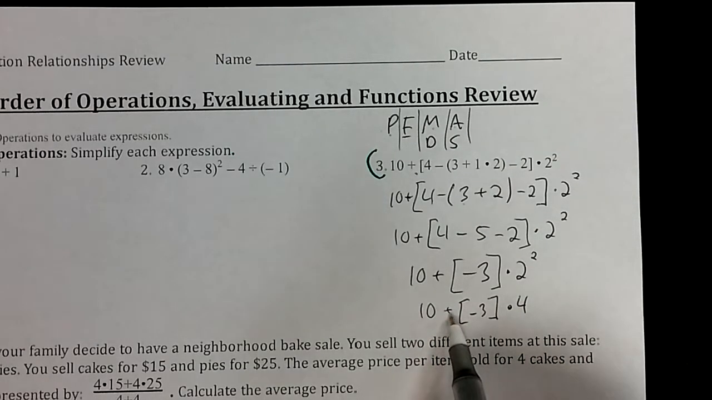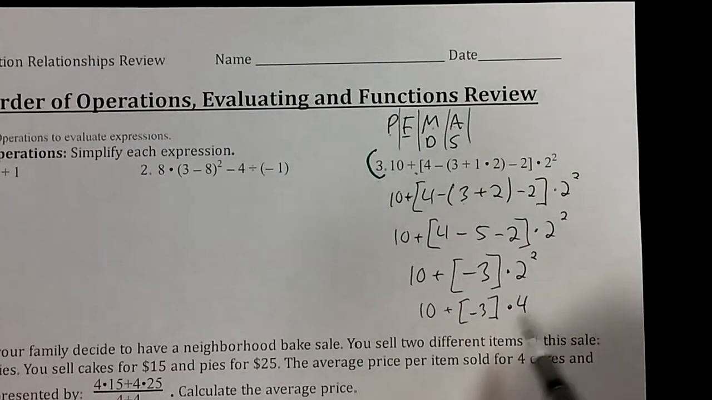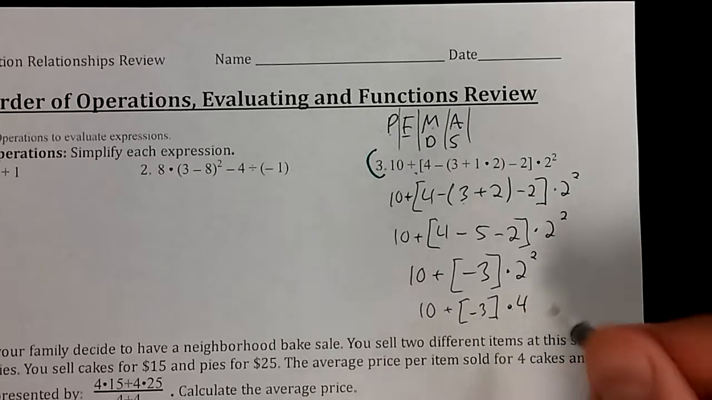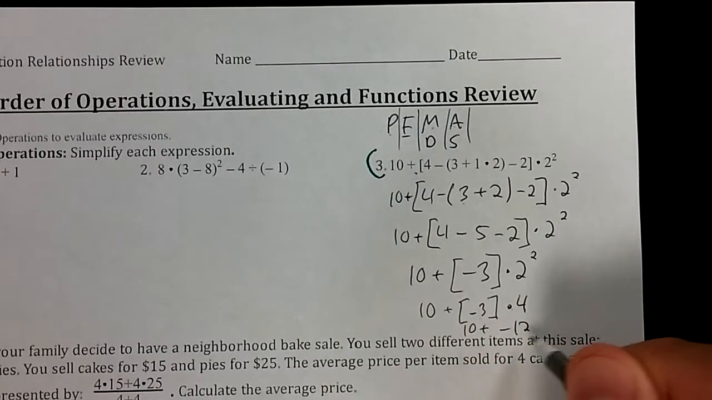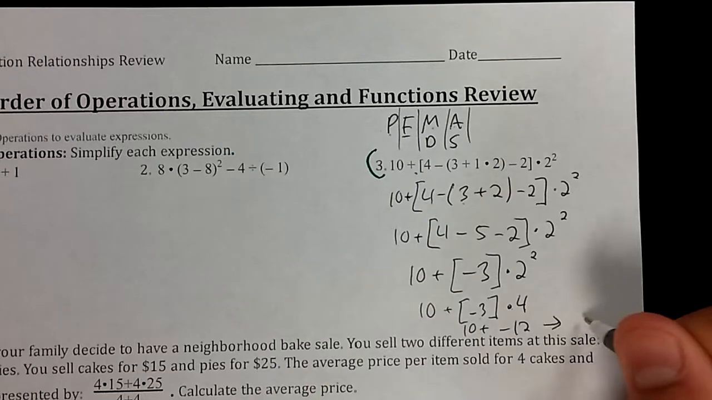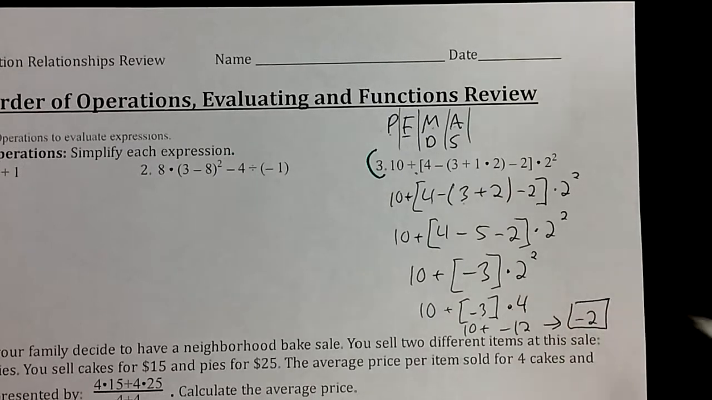And then order of operations, we have addition and multiplication. Multiplication we've already talked about. This comes before addition. So you're gonna do negative 3 times 4 first to get negative 12. And then 10 plus negative 12 is going to be negative 2.